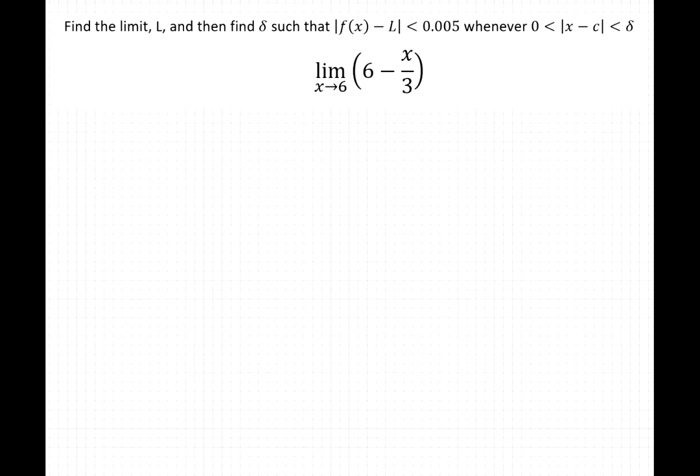In this video, I want to work through a problem relating to the formal definition of the limit. But before we work through this problem, let's just talk a little bit about this formal definition of the limit. So let me scroll down here.